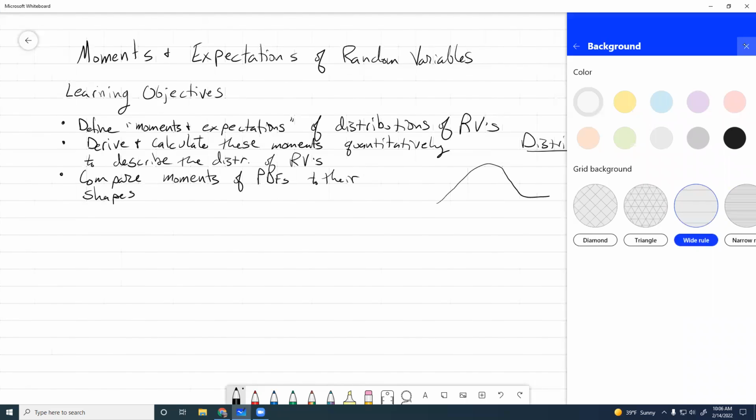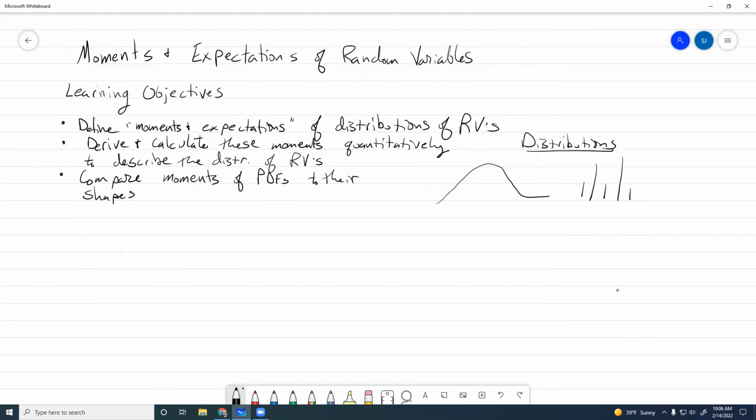Wide rule. I was obsessed with college rule in, I don't know, middle school, high school. When did you start writing in those notebooks? Middle school. Yeah, college rule was where it was at for me. But right now I need the wide rule. I'm back at wide rule here.